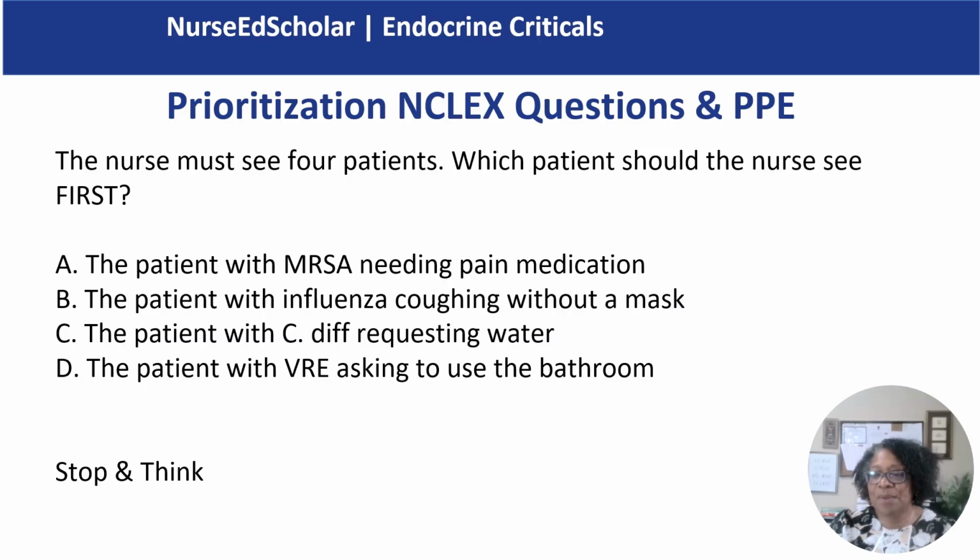Okay. I have a prioritization NCLEX question and PPE. So let's look at it. The nurse must see four patients. Which patient should the nurse see first? A, the patient with MRSA needing pain medicine. B, the patient with influenza that's coughing without a mask. C, the patient with C. diff requesting water. Or D, the patient with VRE asking to use the restroom.